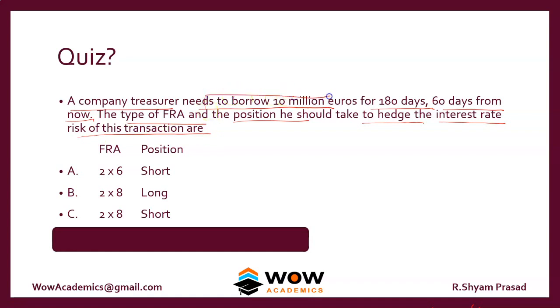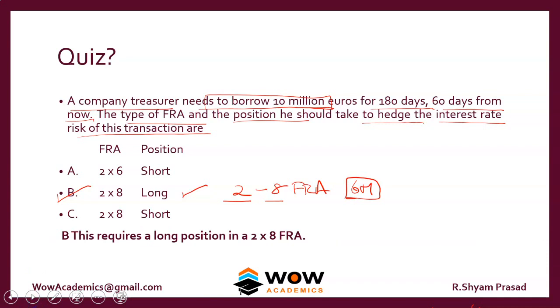So the company wants to borrow 10 million euro. That means they are trying to go for a long position. And the loan is going to start in 60 days, meaning in 2 months' time, and the loan is for a period of 6 months. So the entire FRA is for 6 months. It starts in the 2nd month and runs up to the 8th month, a 6-month duration. So 2 into 8, long position is what the answer is. The answer should be B.